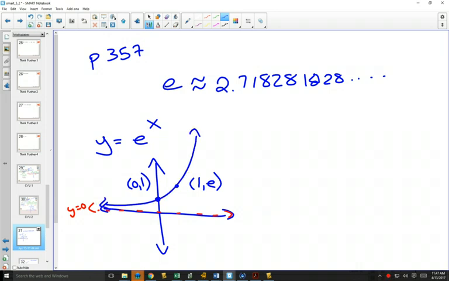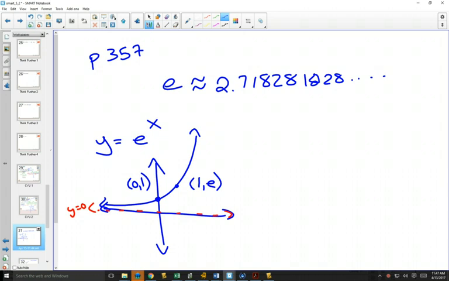So here's the graph of e to the x. Like I said, it has exactly the same shape as 3 to the x, 4 to the x, 2 to the x, 5 to the x. It's just got a base that is, depending on how you look at it, either a beautiful number, because it's important, or an ugly number because it's a decimal that continues on forever. But this is the graph of y equals e to the x.